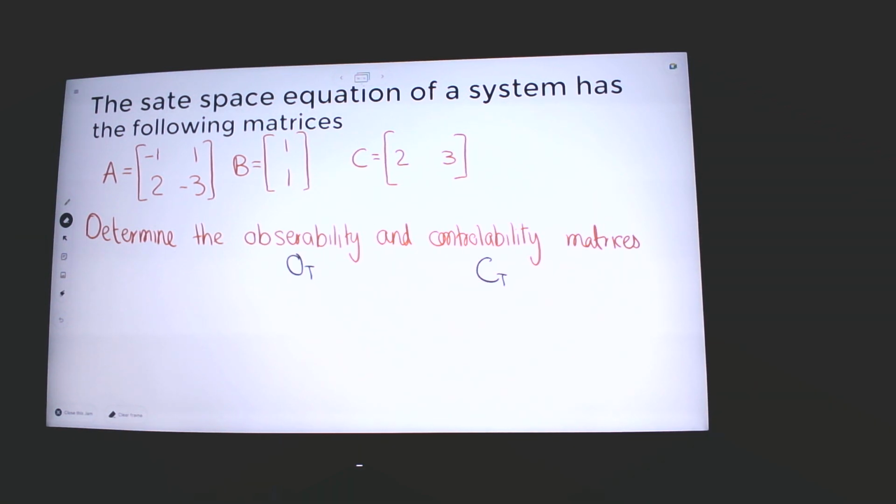Okay, now let's say we got our state space equation of a system that has the following matrix. Now we need to find out if we are able to observe the system and if we are able to control the system. Now the example is a similar one to what I gave you earlier.